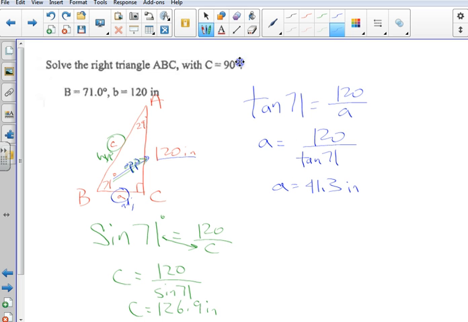Remember, the smallest angle should always be across from the smallest side. So 41.3 makes sense for the smallest side. The next biggest angle, the next biggest side, and the 90-degree angle should be across from the largest side, which is the 126. Makes sense.